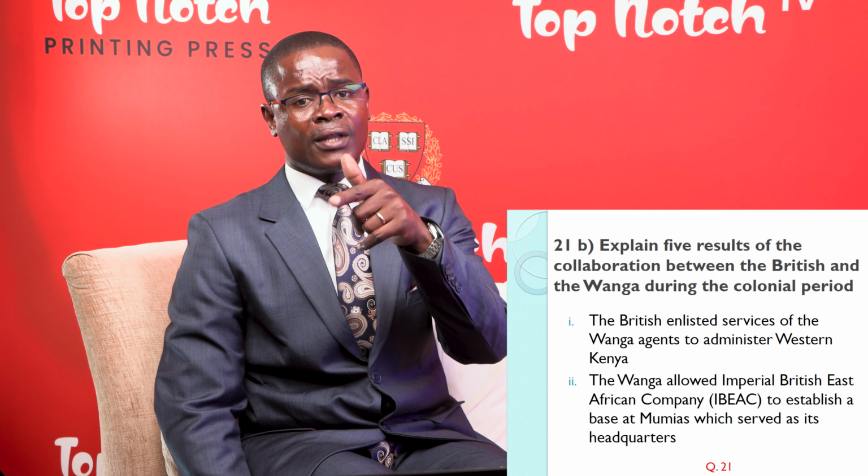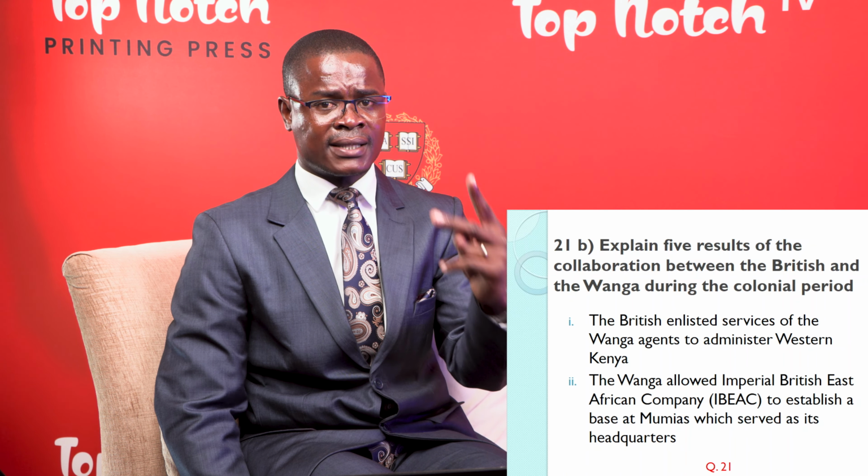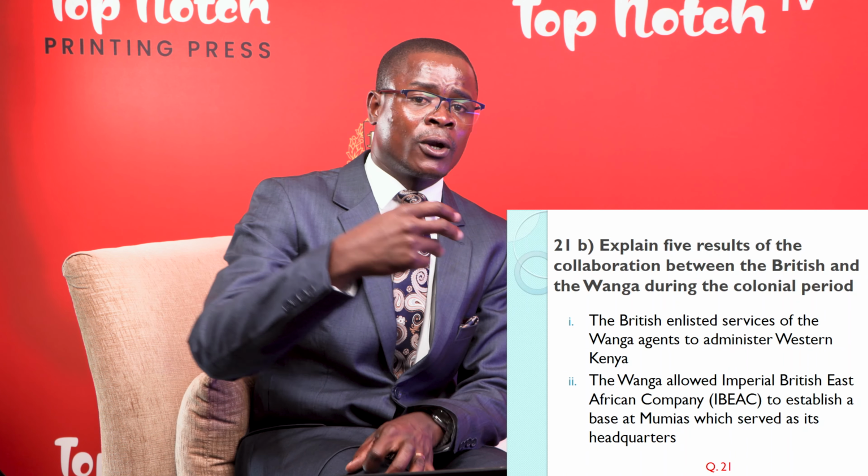Then lastly now, part B. Explain 5 results of the collaboration between the British and the Wanga. Again, this is Form 3 work, topic 2, establishment of colonial rule. What was the result? The results of their collaboration. 1, the British enlisted services of the Wanga agents to administer Western Kenya. So they were employed as agents on behalf of the British.